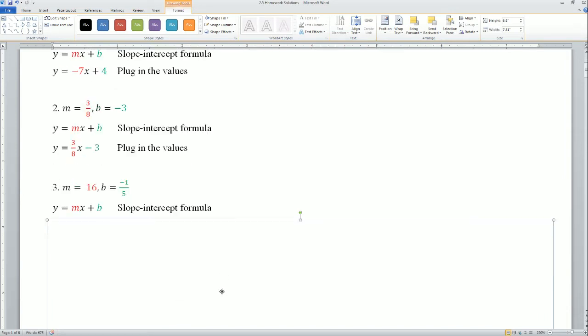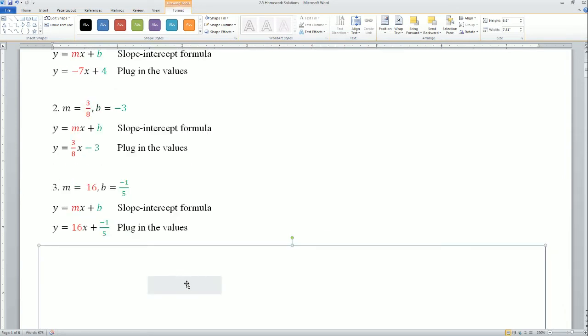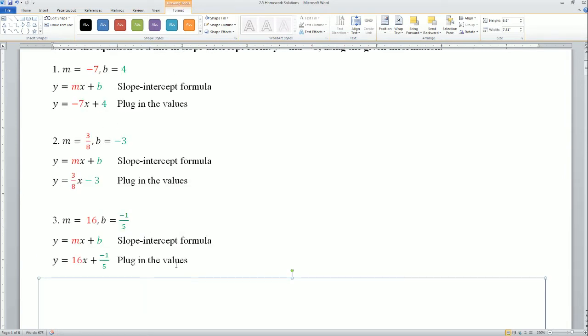Same thing with 3. There's not much explaining. You're just plugging in the values. You write the equation, you plug it in. That's slope-intercept form.